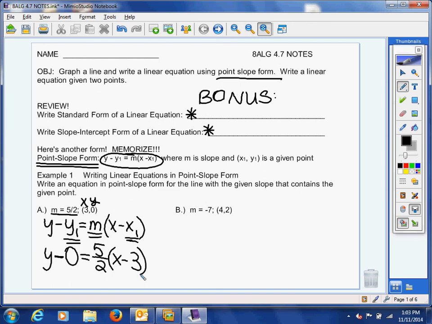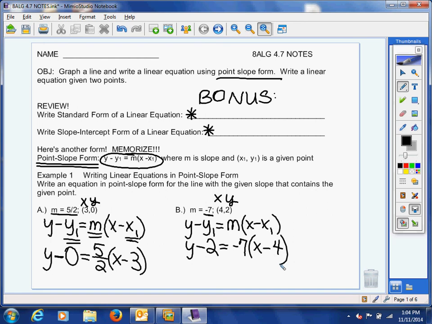All right, let's look at letter B. This time they gave us m is -7, so we know that. x1 is going to be 4. y1 is going to be 2. So let's practice rewriting our equation. y minus y1 equals m times the quantity x minus x1. All right, so let's plug in what we know. y minus, okay, well y1 is 2, equals m. m is -7, times the quantity x minus, well, x1 is 4. And there you go, guys. That's how you write an equation in point-slope form. When they give you a slope and a point, that's how you plug it in.